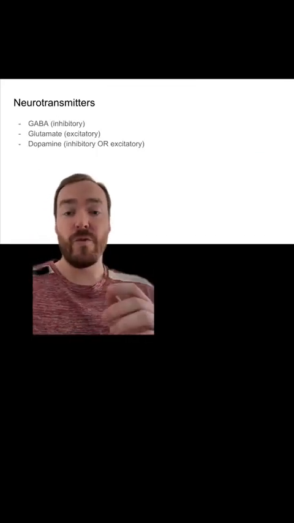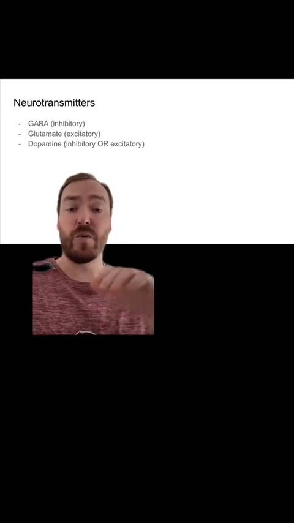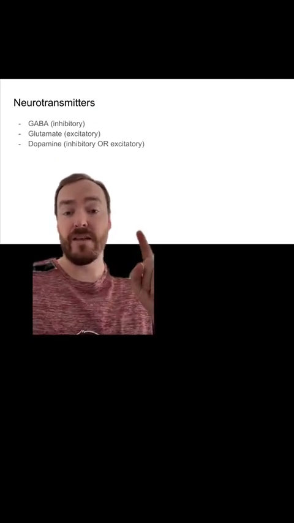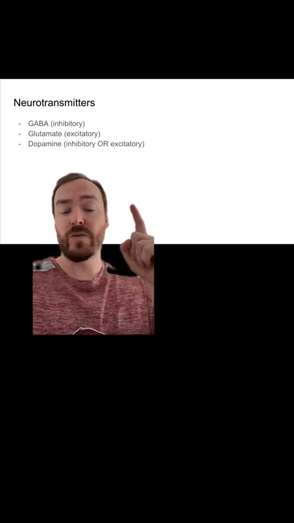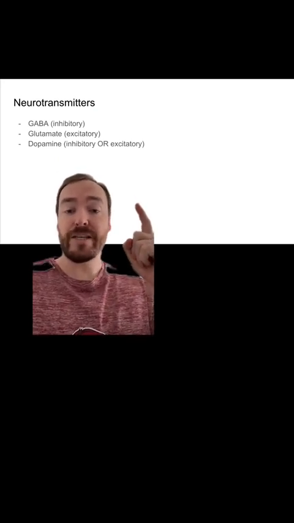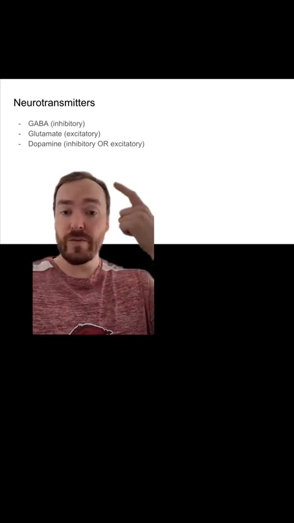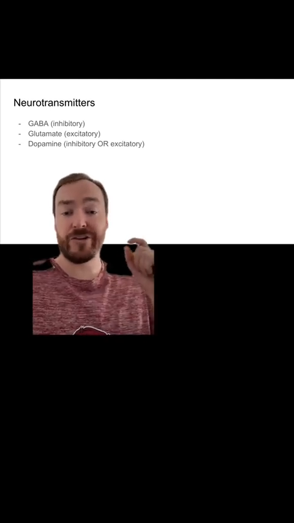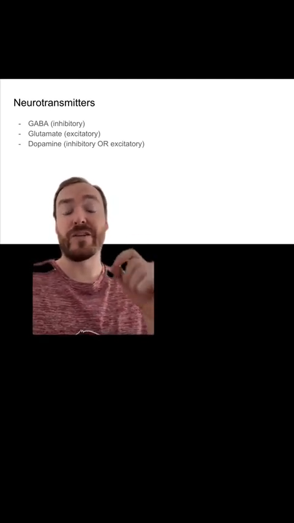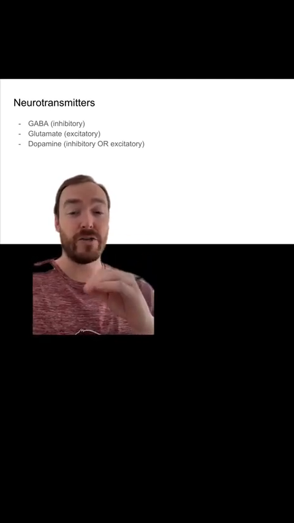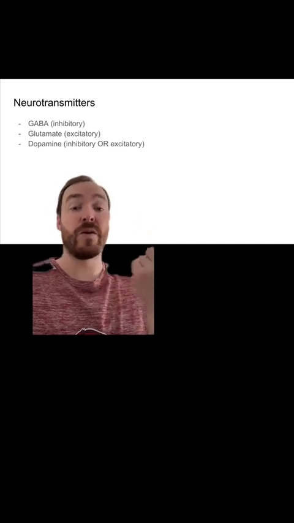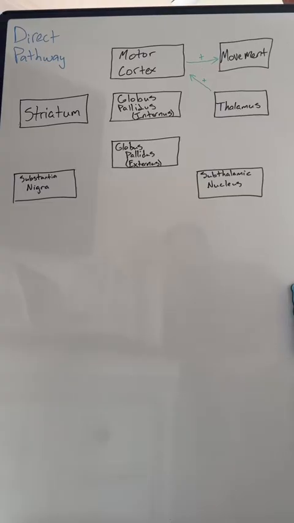So within the direct and indirect pathways, each portion of the brain in the pathways is either going to produce GABA, which is inhibitory, glutamate, which is excitatory, and then you have the substantia nigra, which produces dopamine, which, depending on which pathway it is functioning in, can be either inhibitory or excitatory. So we'll go over the direct pathway first.